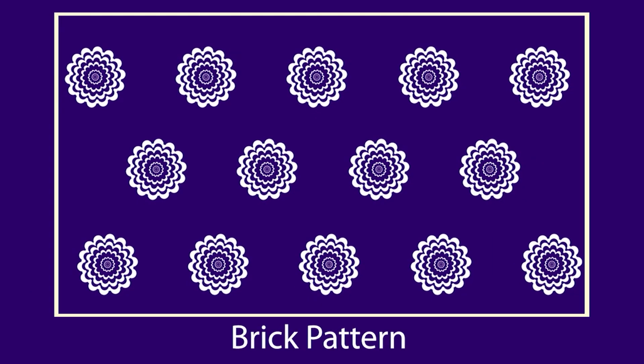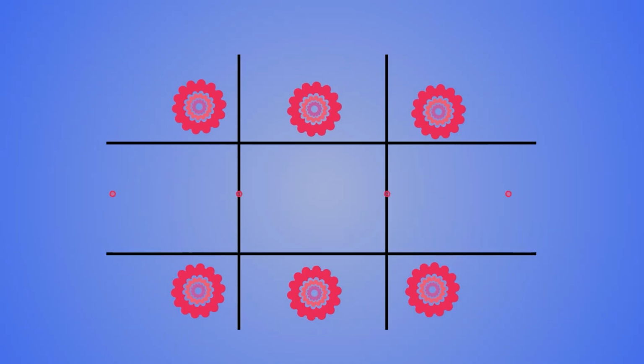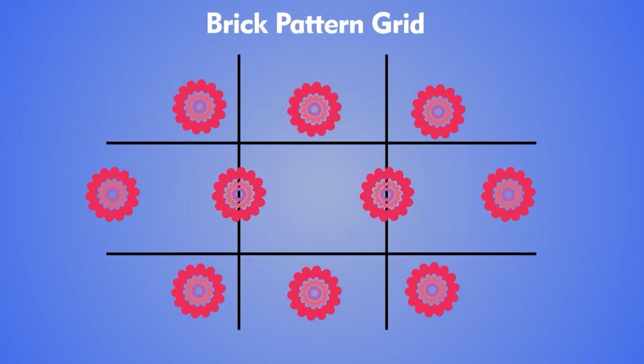Third one is brick pattern repeat. This pattern is similar to the vertical half drop pattern, but here the motif is placed in a horizontal column format instead of the vertical column. The repeat unit is offset by half in the next horizontal row, resembling a brick wall.